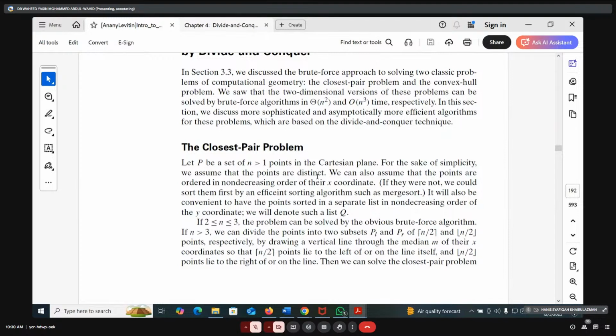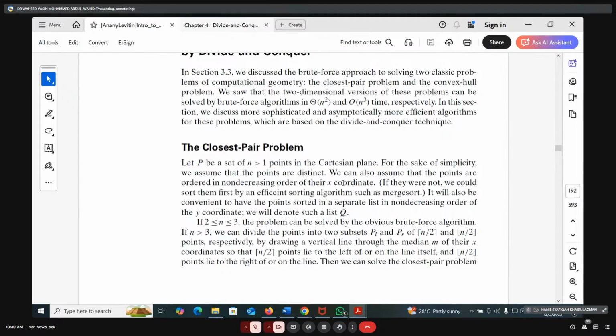So the first thing, the points should be in non-decreasing order, in ascending order. If it is not in ascending order, we use an algorithm to sort it first in non-decreasing order. This is the first condition, the first step here.